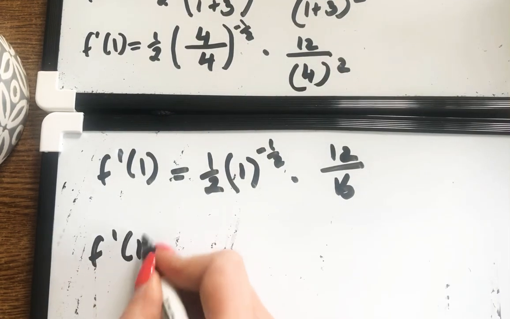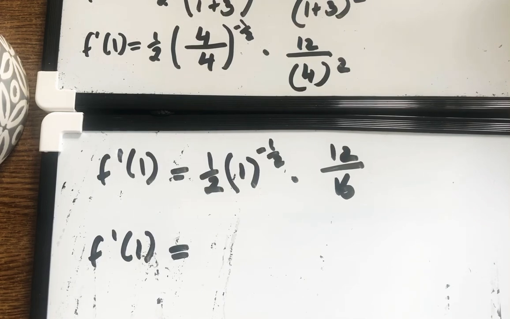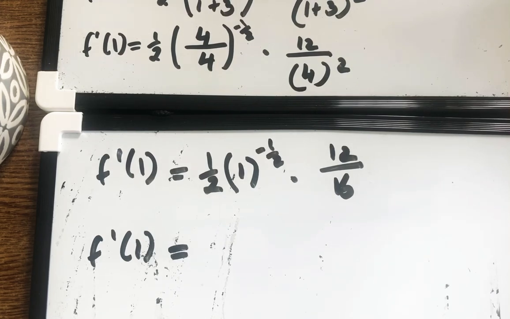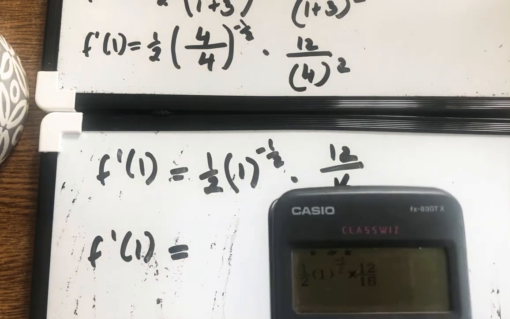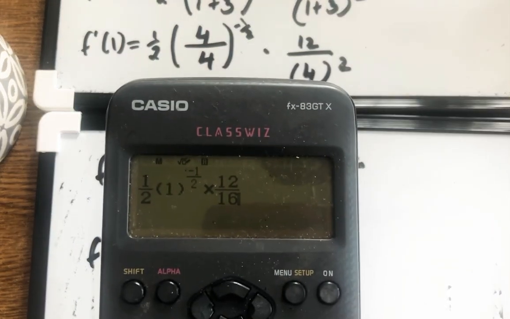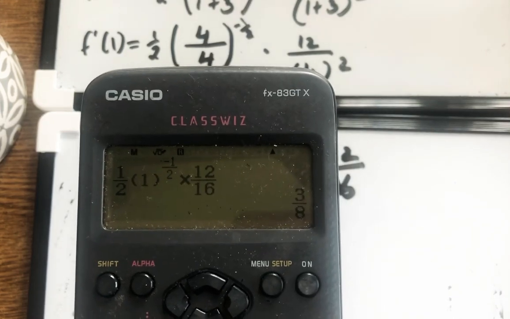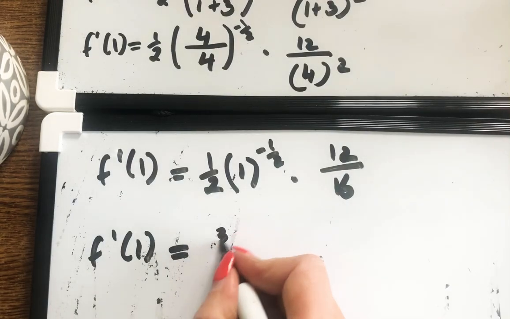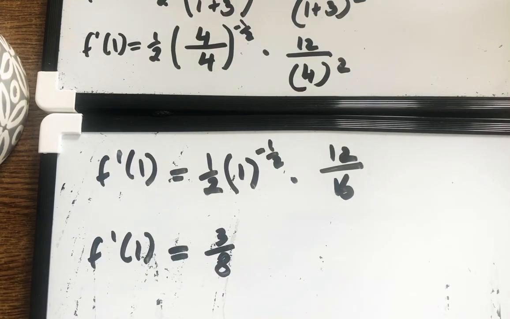So if we go to our calculator and type all of that in, we've got 1 over 2 multiplied by 1 to the negative 1 over 2, and we multiply that by 12 over 16. I've literally typed in exactly how I can see it. Hope you can see that there. And here's my answer: we get 3 over 8. So there we have it. Our answer is 3 over 8.